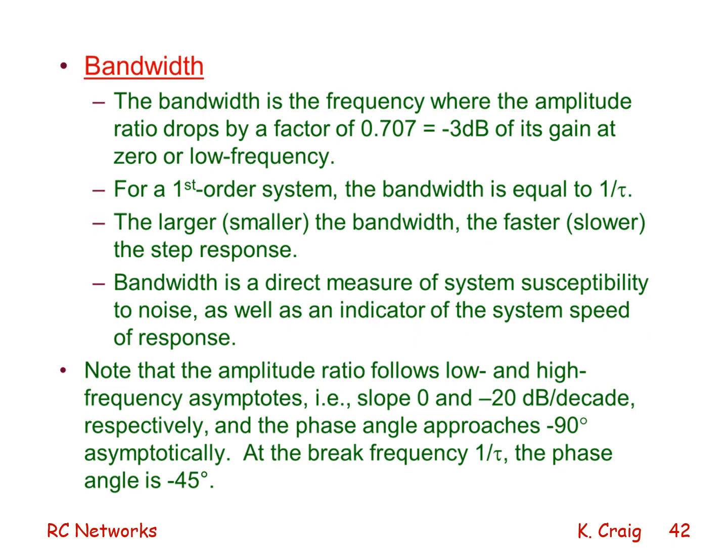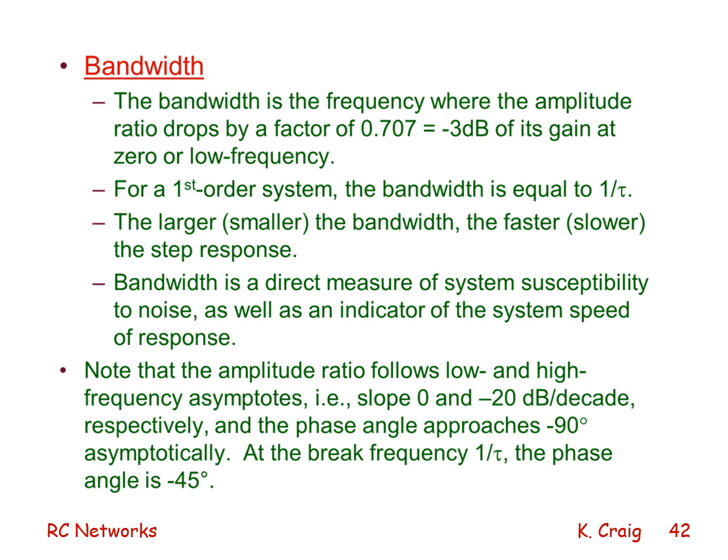Bandwidth. We've used the term. Let's formally define it. The bandwidth is the frequency where the amplitude ratio drops by a factor of 0.707 or minus 3 dB of its gain at zero or low frequency. For a first-order system, the bandwidth is equal to 1 over tau. It's a measure of the speed of response of the system.